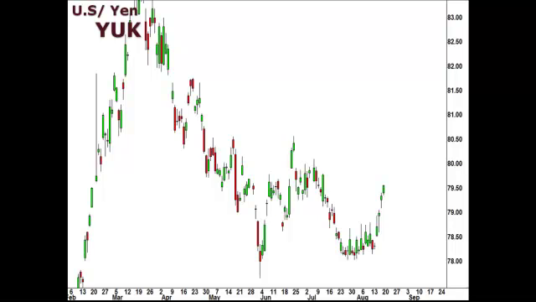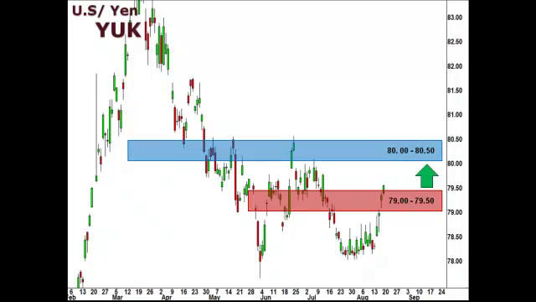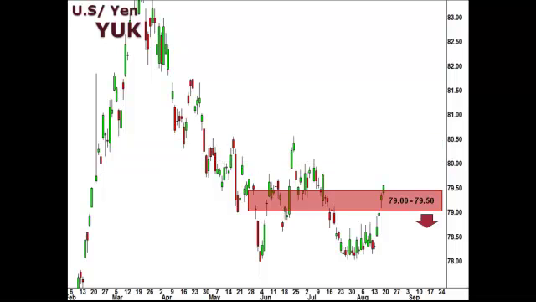Next up, the YUK, the US dollar versus the Japanese yen. The YUK made an impressive move higher, breaking beyond our 79.5 resistance, which now assumes the role of support. Should 79.5 hold as support, 80.5 is the next upside target. A break back below 79 opens the window for a move lower.